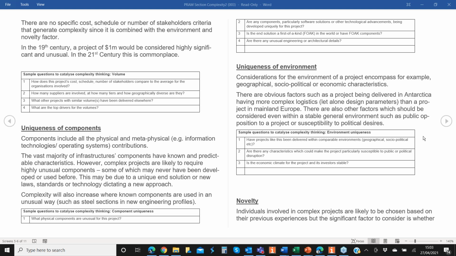The next section was the uniqueness of the environment, and I used environment deliberately, sort of just to encompass lots of different perspectives on environment. So it could be geography, it could be socio-political, or it could be economic, and there's probably others as well. A little silly example, I know, but just to make the point that the same project being delivered in Antarctica would be far more complex than one being delivered in mainland Europe. So then the questions are about whether projects have been delivered before in these environments.